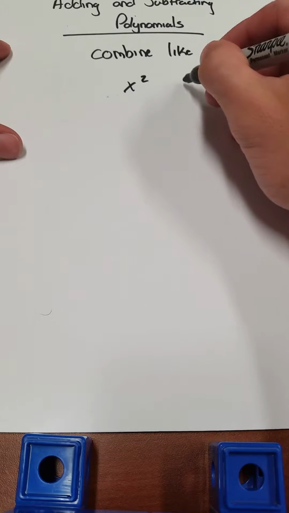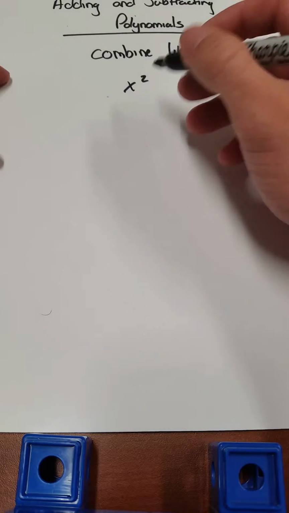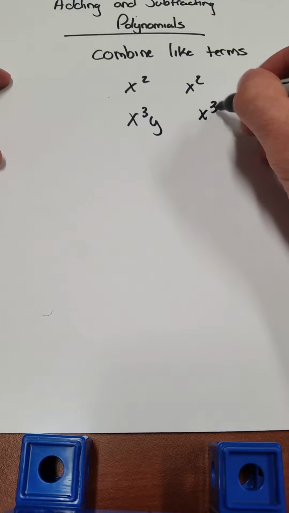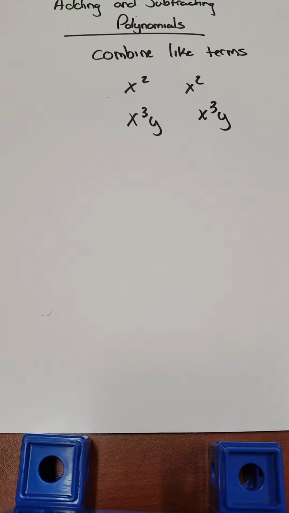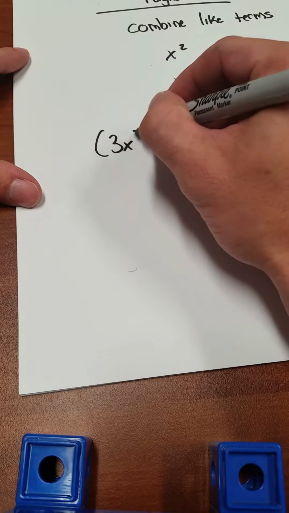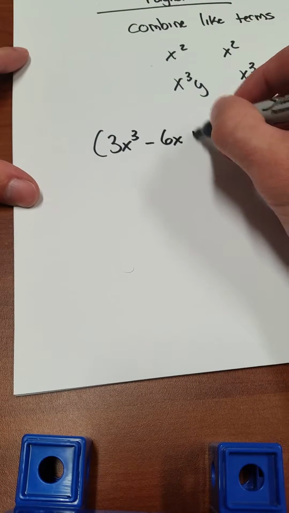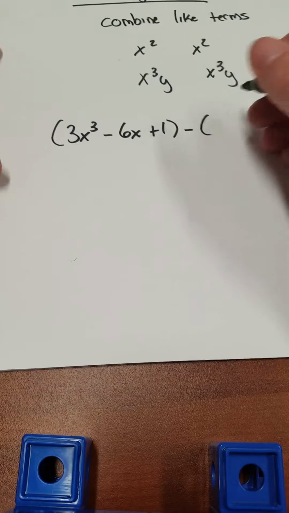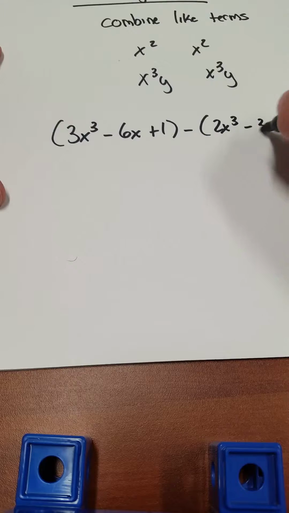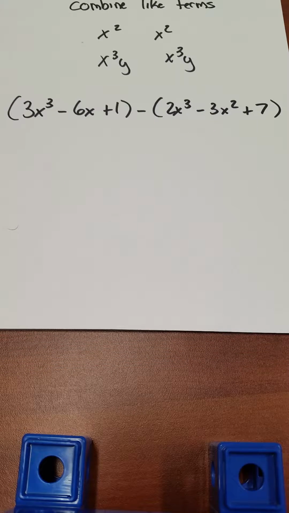Well, x squared and x squared. Okay, like terms. Or maybe x to the third y and x to the third y. Those are like terms. So they have to have the same exact exponents, the same exact variables with it. Okay, so if we have something that might be 3x cubed minus 6x plus 1, something like that. Okay, so this is subtraction.